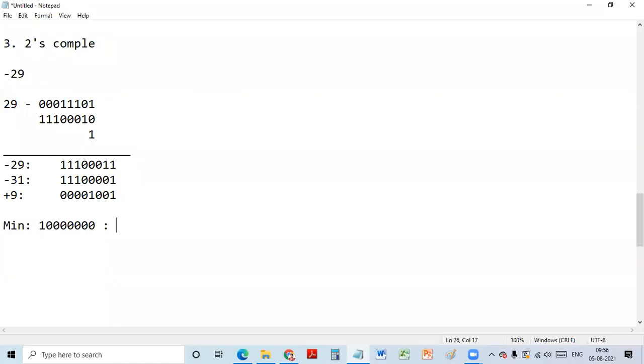Ma'am, shouldn't the LSB be 1? No. This is the minimum number. See, apply the complement and we'll check. First the 1's complement: 0, 1, 1, 1, 1, 1, 1, 1. Right? And then add 1 to it.